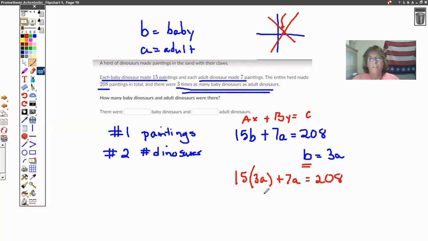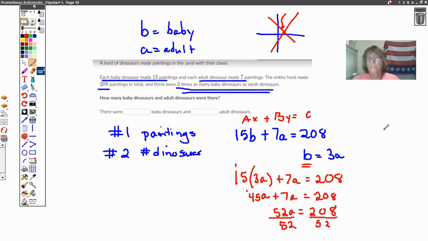And then I just do this math. 5 times 3 is 15, carry the 1. 1 times 3 is 3, plus 1 is 4. So I get 45A plus 7A equals 208. Then I'll add these 2 together. 7 plus 5 is 12, and then 4 plus 1 is 5. So I get 52A is equal to 208. And then I'm going to divide both sides by 52.